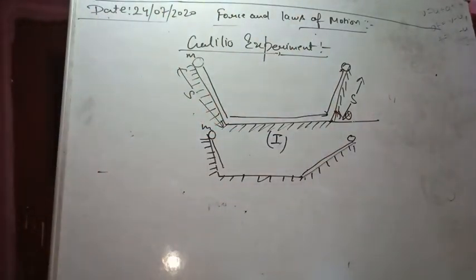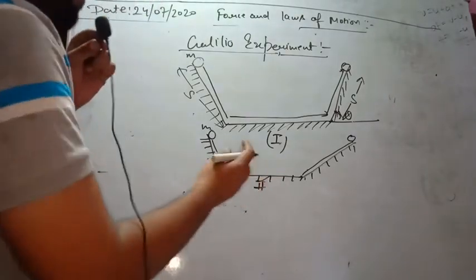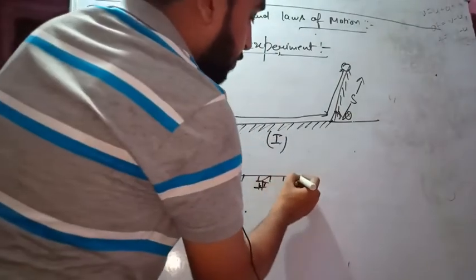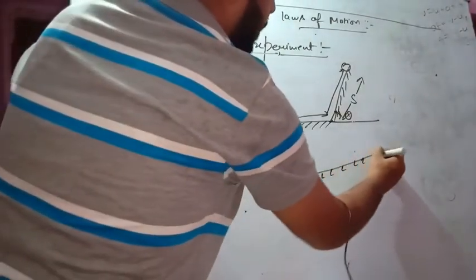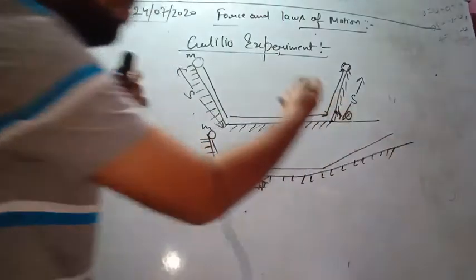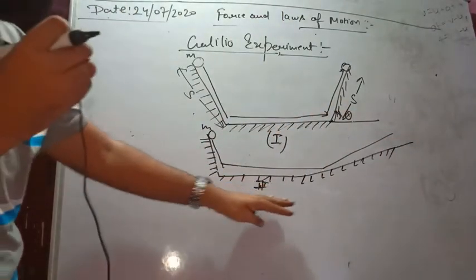Is it clear? Now students, after this, once again he did this. In the third step, he changed the angle once again. Now he found that the ball covered a much greater distance as compared to the previous two steps.